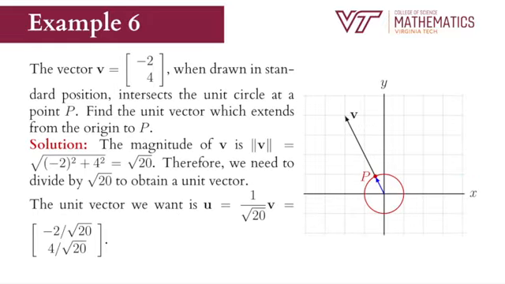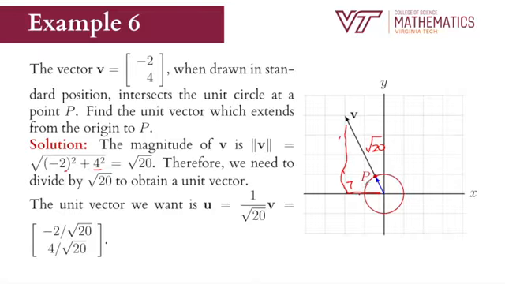So what we're going to do to find this unit vector is we calculate the magnitude of the original vector, negative 2 squared plus 4 squared. That's the two sides of this right triangle here. And when we square them, we get 20, take the square root. This side is square root of 20, which is a little less than 4.5.